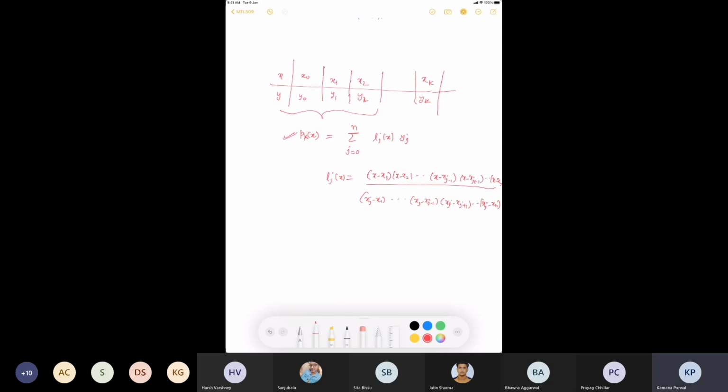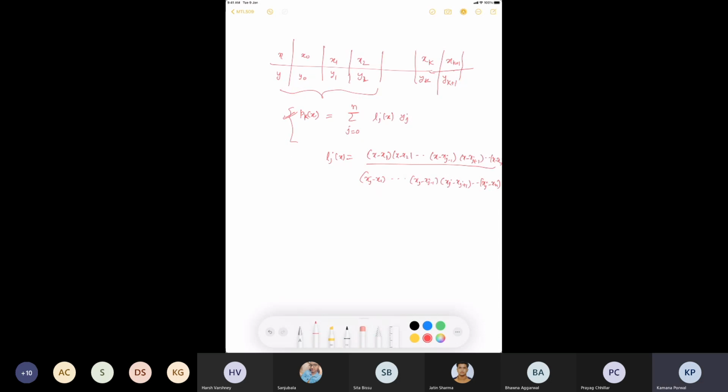Now suppose, after knowing this pk of x, I am given the information about one more data point. Once we have the information of xk plus 1, I will be interested in finding pk plus 1 of x. So can we use this pk of x to compute pk plus 1 of x? That is, can all the work which we have done in computing pk of x be utilized to find pk plus 1 of x?